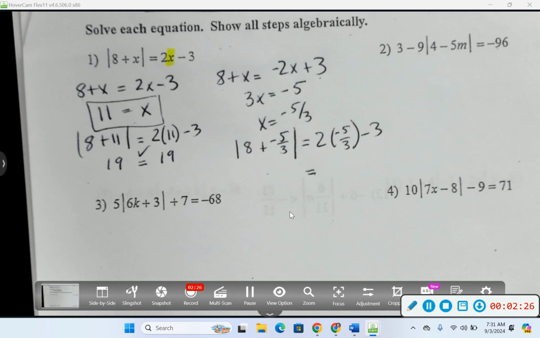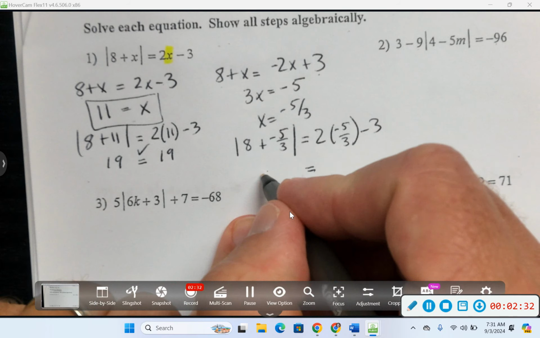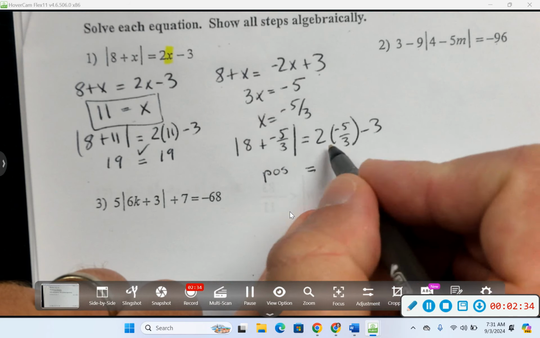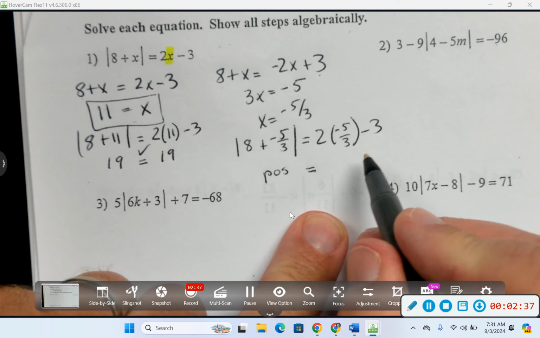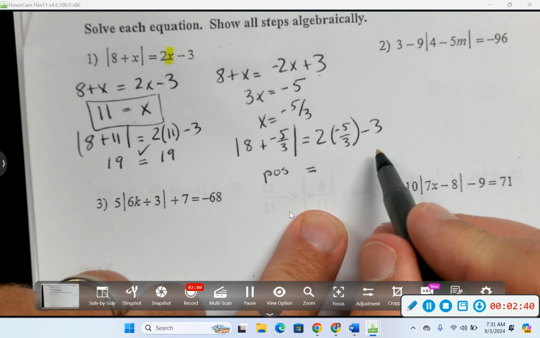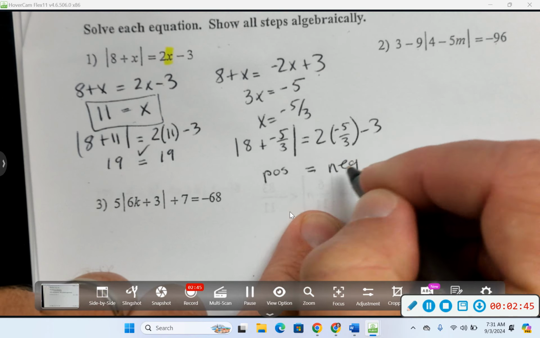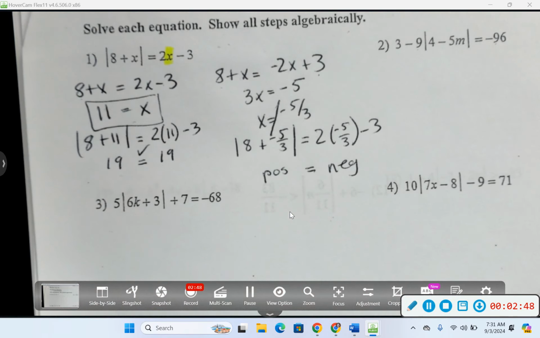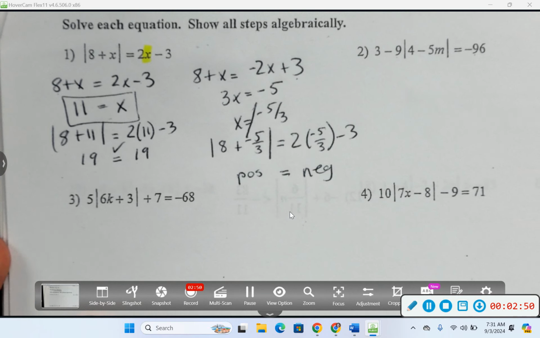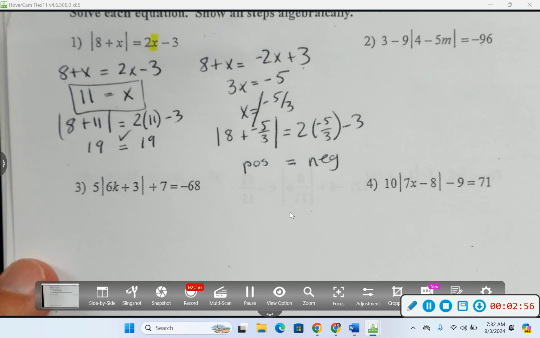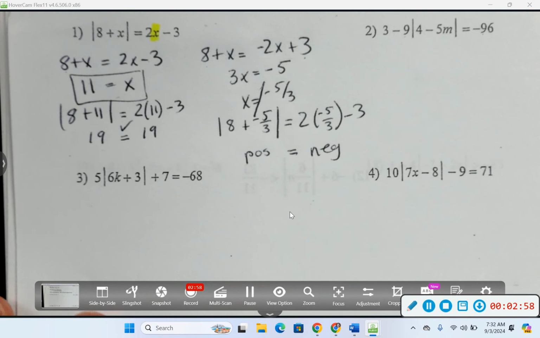So look at this one. You don't have to check too hard. The left-hand side is definitely going to be positive. And the right-hand side, I don't know what negative 10/3 minus 3 is, but I do know that negative 10/3 minus 3 is negative. So that one won't work. Got to check, but even then the check is sometimes usually just a matter of positives and negatives. So that was a good one right out of the gate. How to set up an absolute value equation, split it up into 2 pieces, and then don't forget to check.